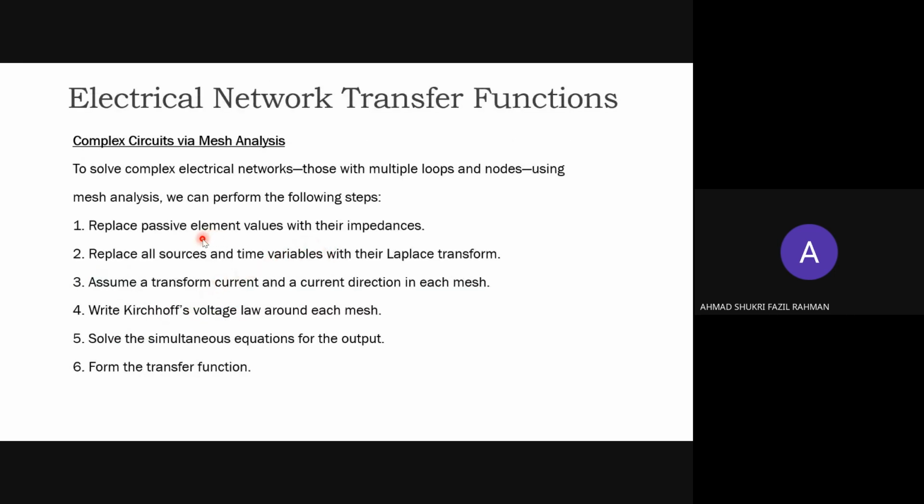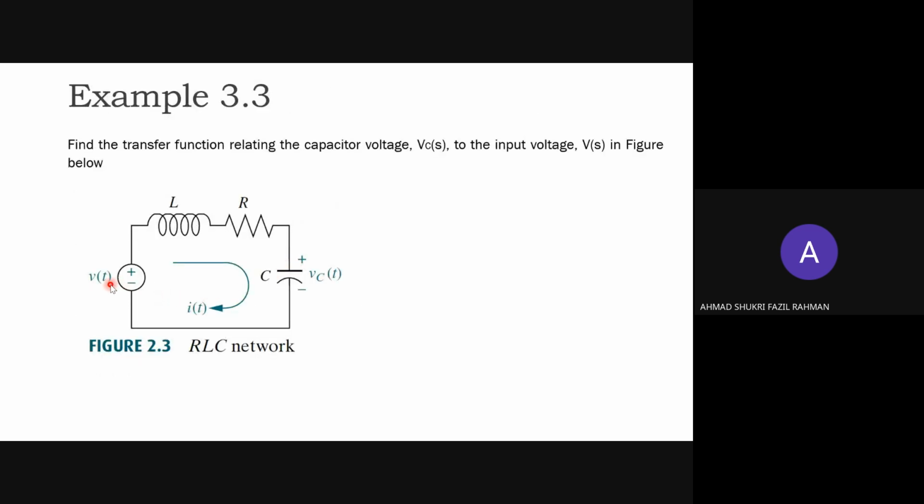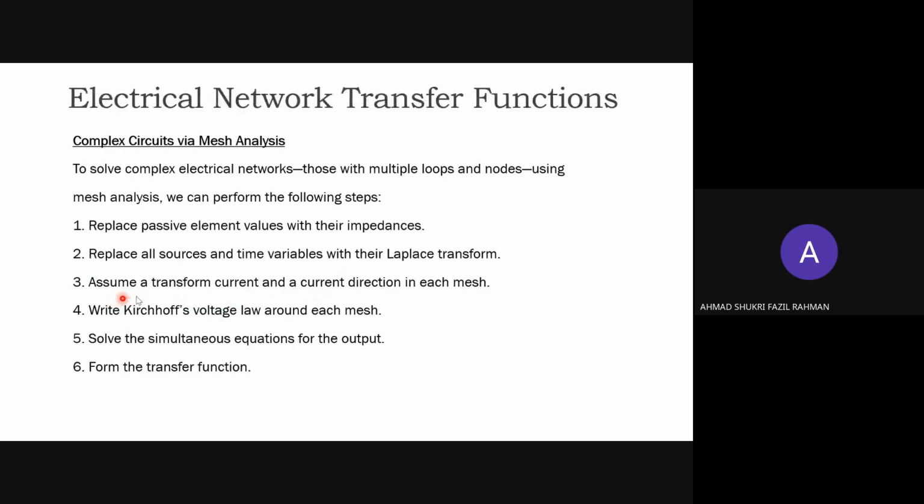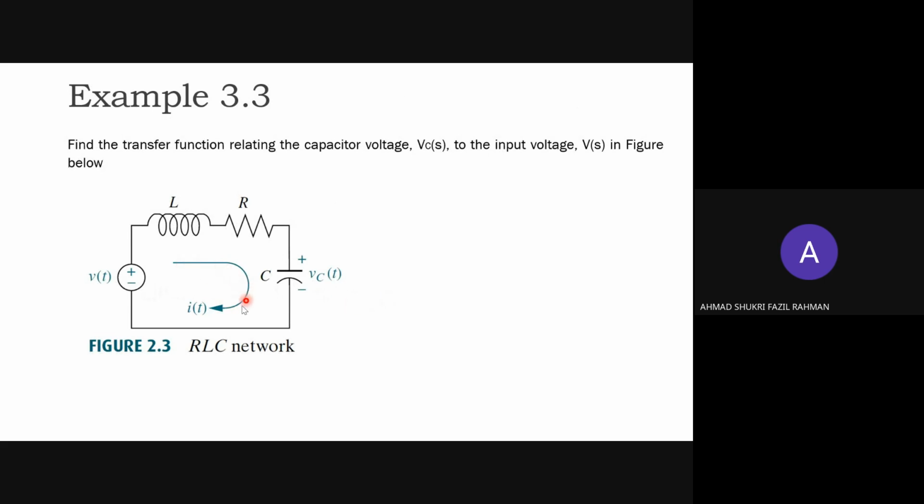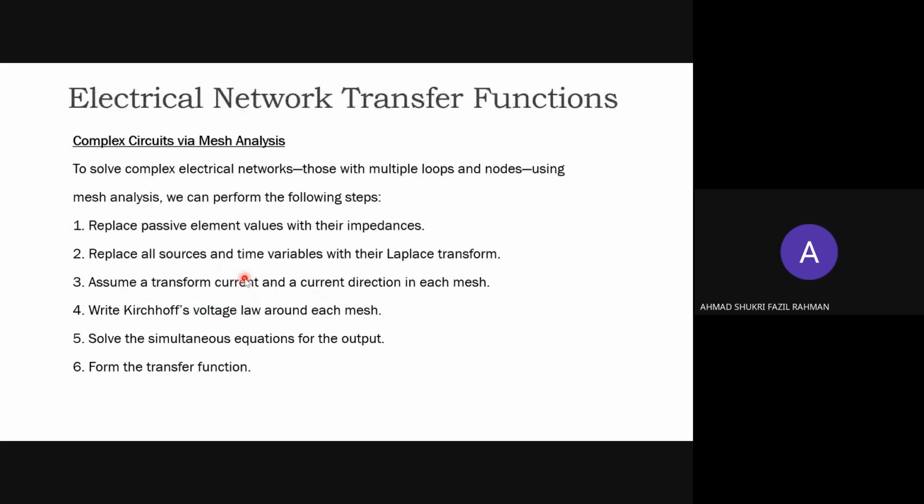Anything that is in the form of time variable or time domain, okay, which is shown here by the T character here. This is in the form of time domain or time variable. So we need to convert that to Laplace. And then assume current and current direction of each of the mesh. So okay, we can assume the direction of the current in each of the mesh. If we have more than one loop, you need to assume direction of the current in each loop. And then write Kirchhoff law around each mesh.